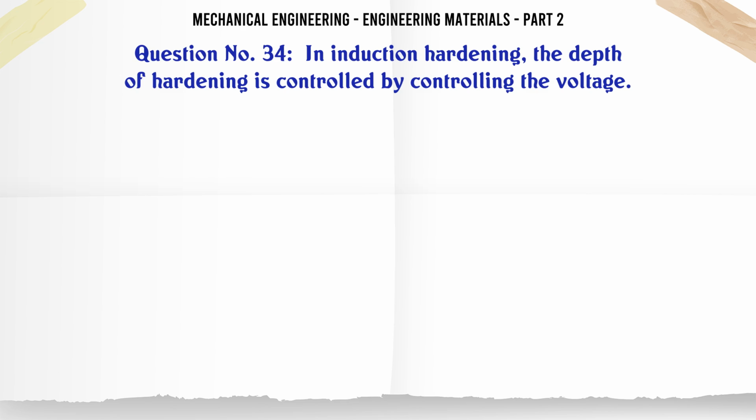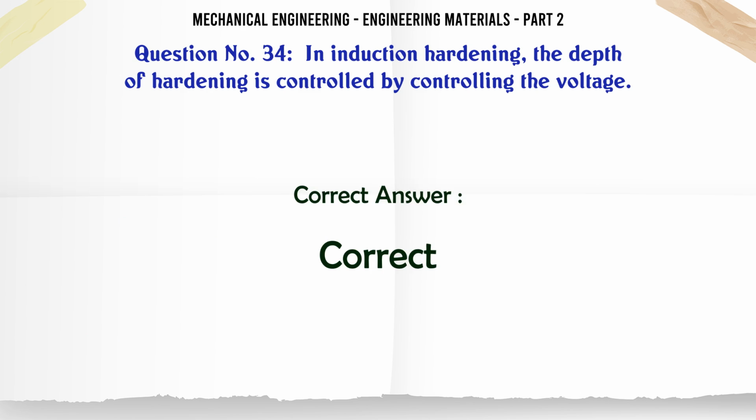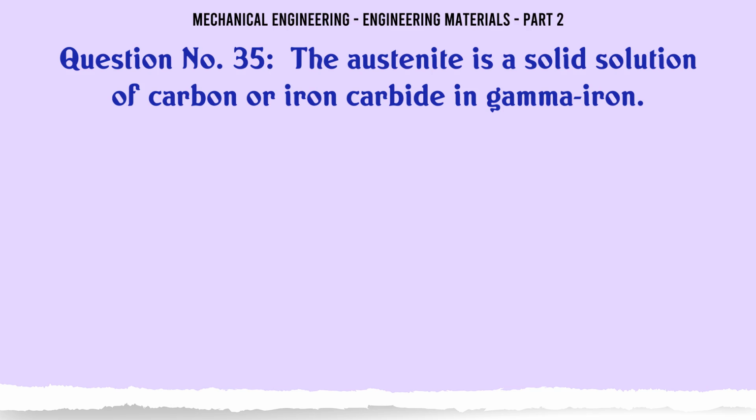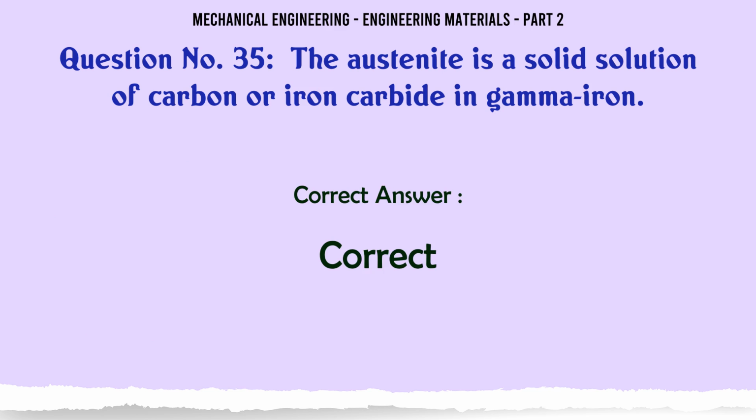In induction hardening, the depth of hardening is controlled by controlling the voltage. A. Correct, B. Incorrect, C. D. The correct answer is correct. The austenite is a solid solution of carbon or iron carbide in gamma iron. A. Correct, B. Incorrect, C. D. The correct answer is correct.